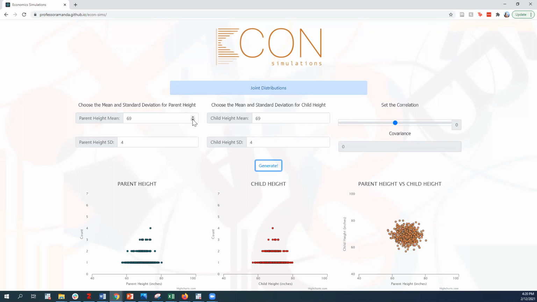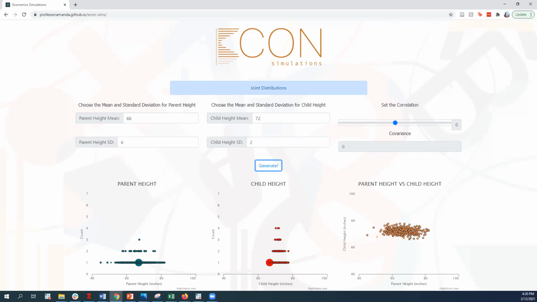But let's assume now that perhaps the older generation parents are of lower stature and greater standard deviation, and kids, the next generation, are taller and have a smaller standard deviation, for example. And now we regenerate the data, and what we see is that the distribution of parent height has shifted to the left relative to children, and that the dispersion or spread of the heights for the parent random variable is wider than for children, because we've set the standard deviation smaller for child height than for parent height.